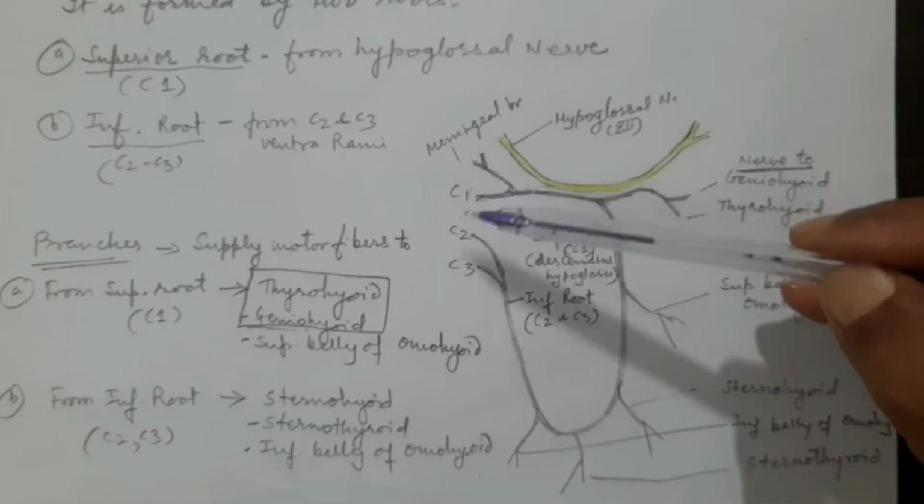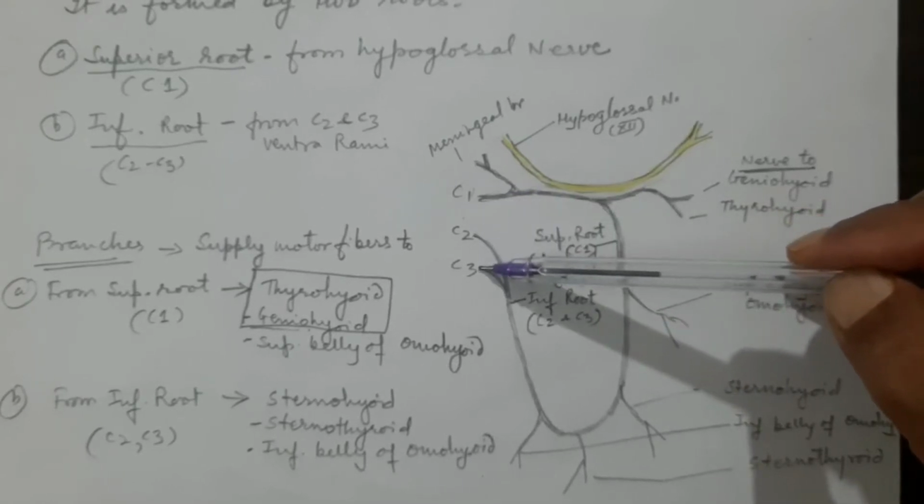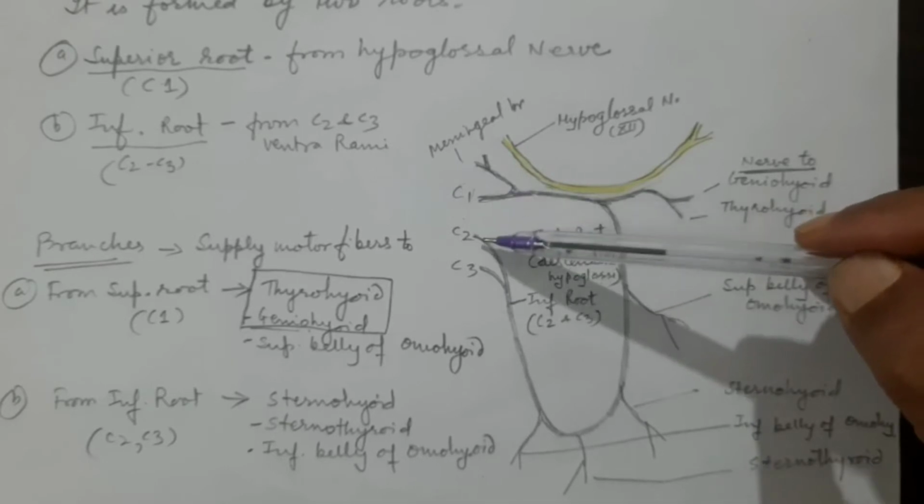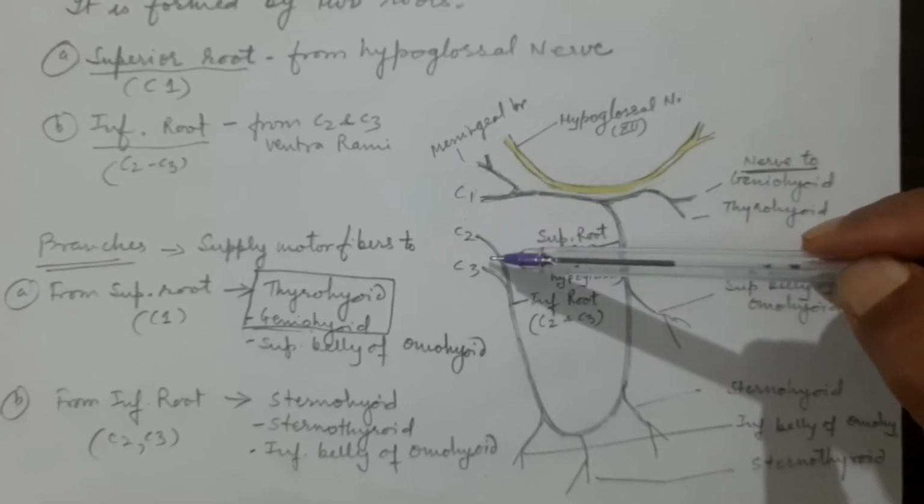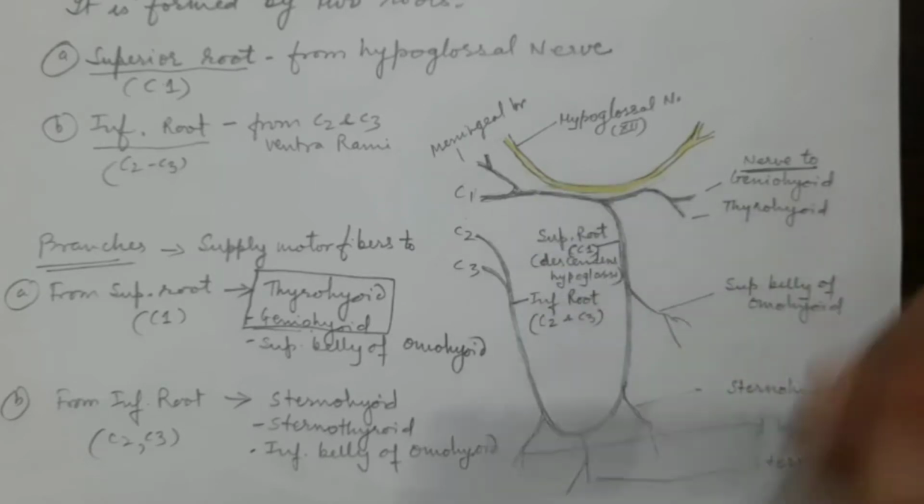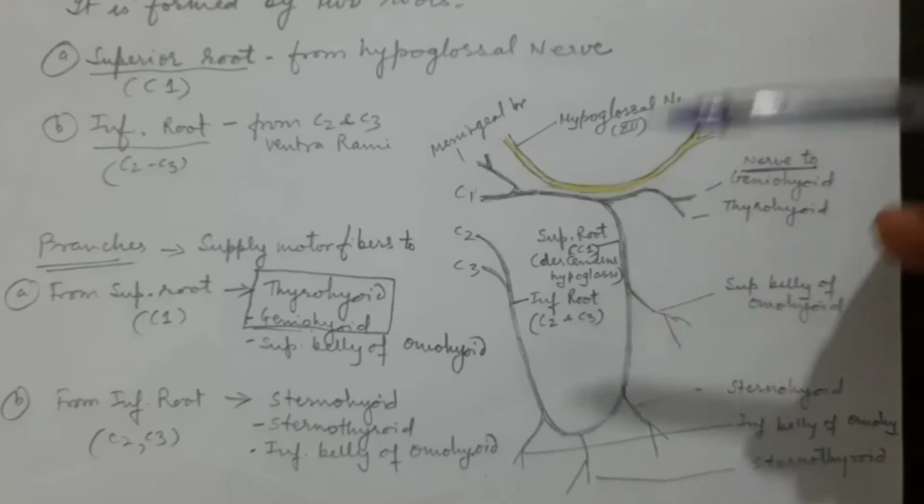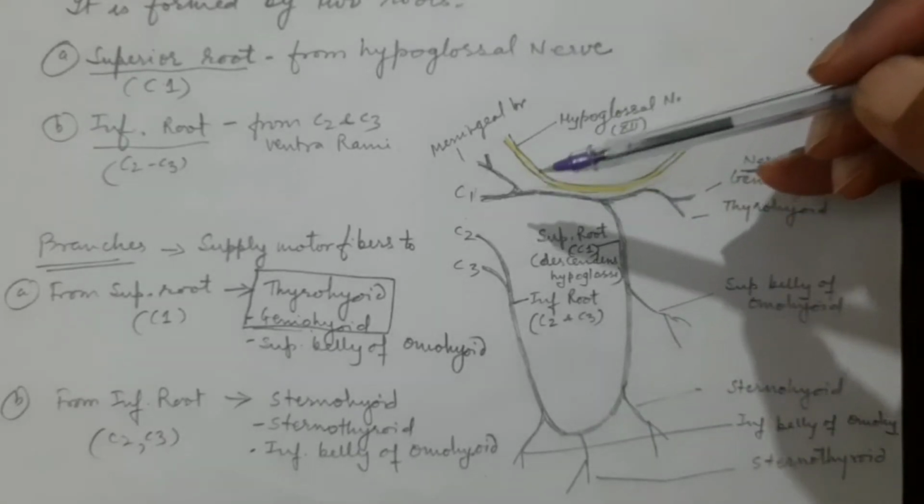On this side, in black pencil, I have drawn the ventral rami of C1, C2 and C3. Ramus of C1, ramus of C2 and ramus of C3. They are the ventral rami that come out from the spinal cord as a root, then trunk, and then ventral and dorsal rami are formed. Now the ventral rami of C1, C2 and C3 send a branch.